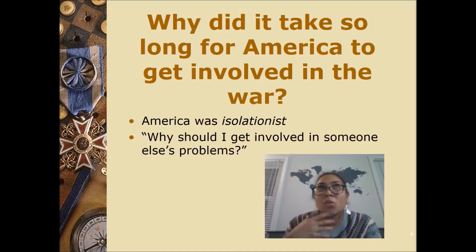But when you really think about it, if we're really about democracy, isn't it important that we get involved and make sure that we make others safe for democracy as well? That's what a lot of people felt. And so at some point we had to get involved. It's kind of our role as the United States.